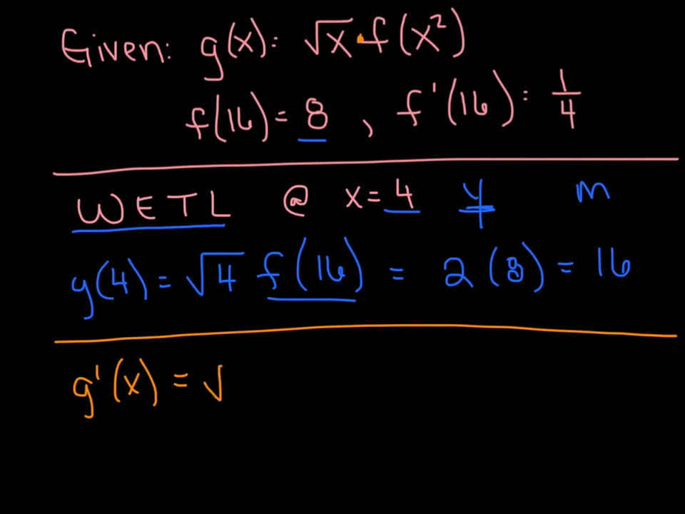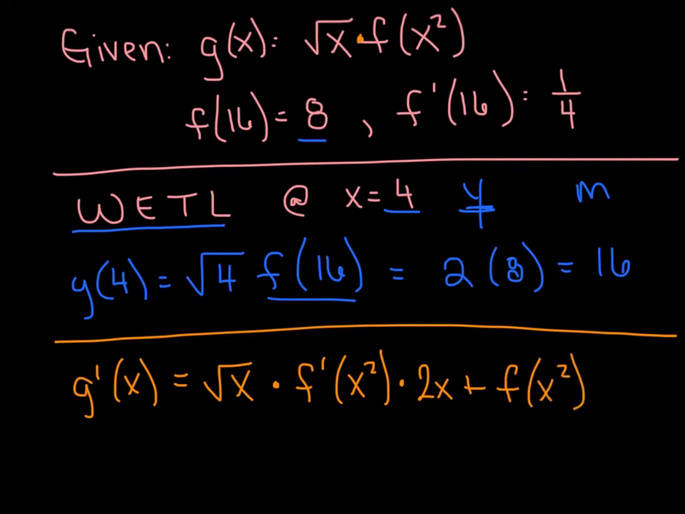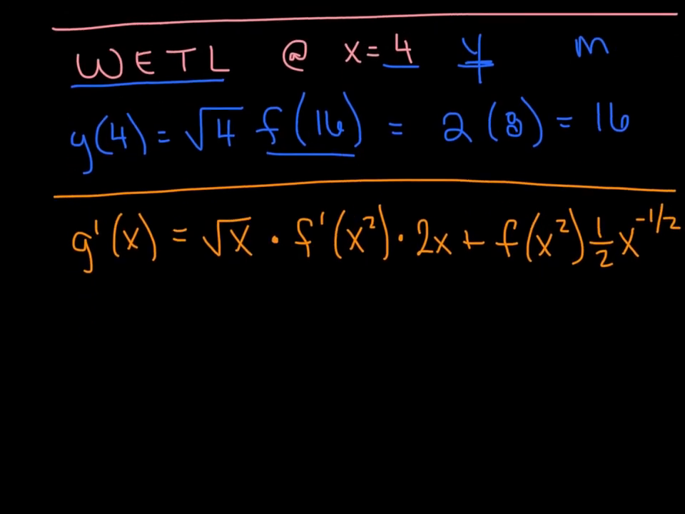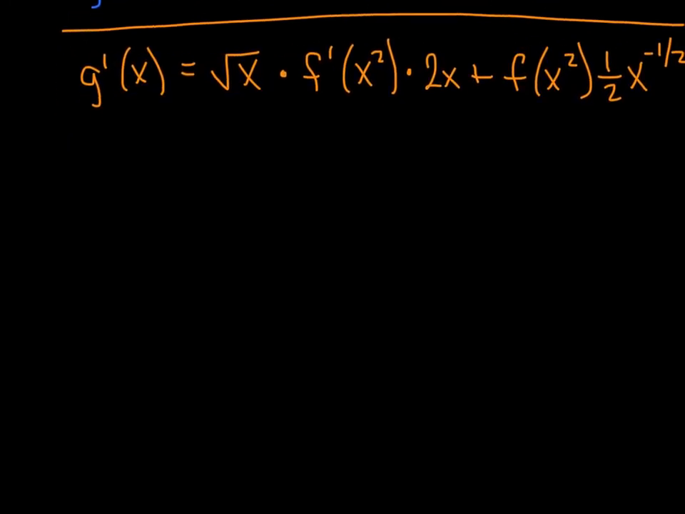So I'm thinking the first function times the derivative of the second, and here's where I'm using my chain rule. So, times 2x. You'll notice what I did there was I derived my outer, I did not touch the inner function, and then once I completely finished deriving the outer, I then multiplied by the derivative of the inner. Plus the second function times the derivative of the first function. So I'm thinking 1/2 x to the negative 1/2 power. All right, we'll see if we can now evaluate this function at x equals 4.